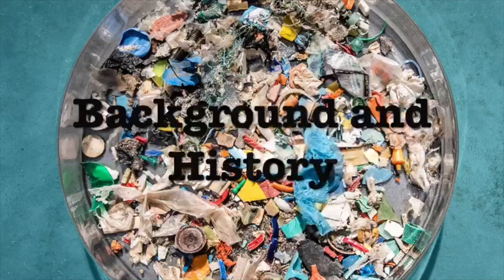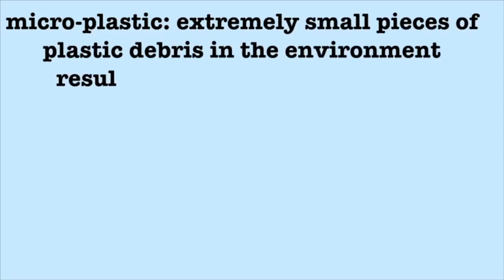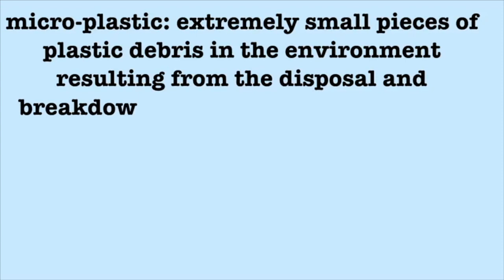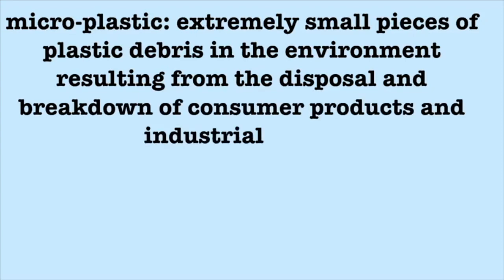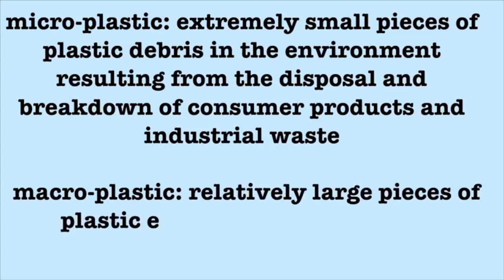Background and history. We'll begin by defining microplastic. Microplastic is extremely small pieces of plastic debris in the environment resulting from the disposal and breakdown of consumer products and industrial waste. Macroplastic is relatively large pieces of plastic, especially in the marine environment.